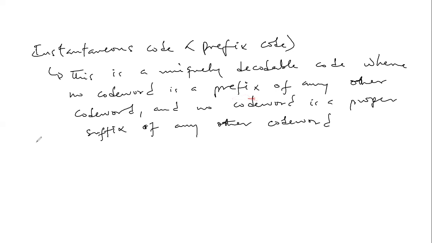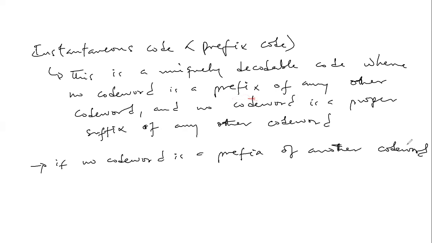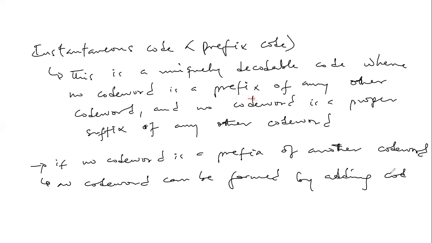So here we can now say that a code is said to be prefix-free or instantaneous, or an instantaneous code, if no code word is a prefix of another code word. And then you see that no code word can be formed by adding code symbols to another code word.